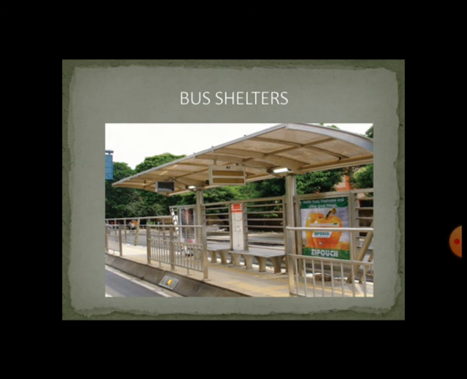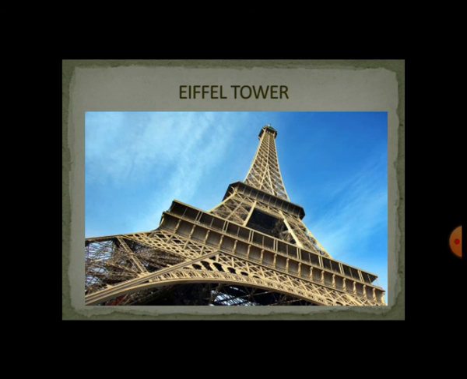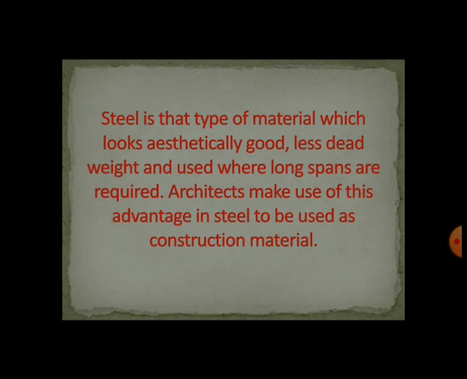bus shelters. One of the famous structures made out of steel, Eiffel Tower, is also made out of steel by using some sections. Steel is that type of material which looks aesthetically good, having less dead weight, and used where long spans are required. Architects make use of this advantage in steel to be used as construction material. So with this I will end up this class.